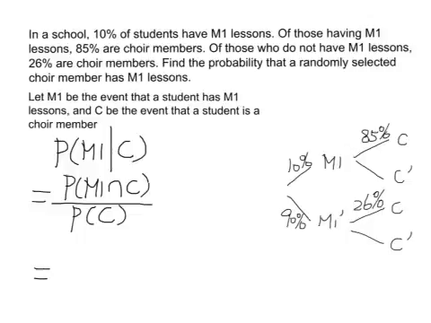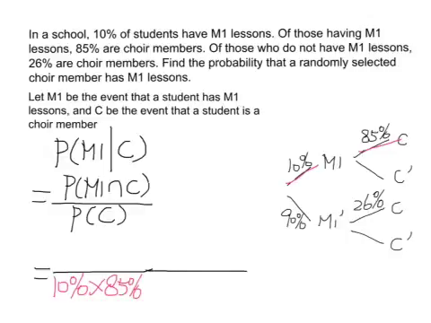So what goes on the bottom? Probability of choir, right? There are two ways of being a choir member. You have M1 and C, so that is 10% times 85%. And there's also another route, because you don't have to be an M1 person, but you can still be a choir member. So this is 90% times 26%.